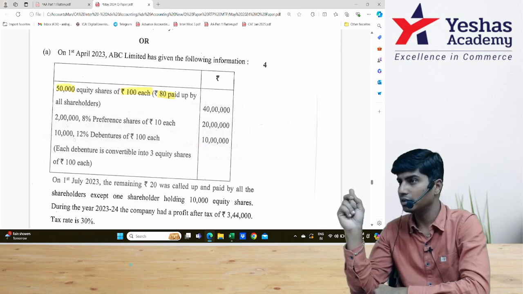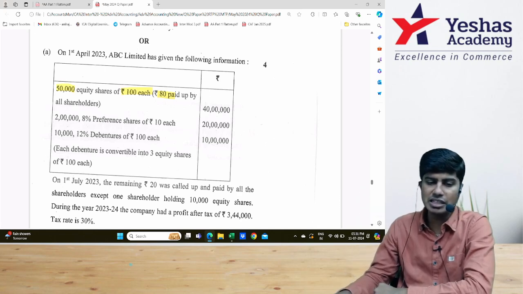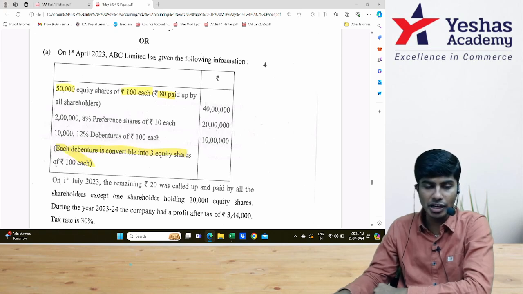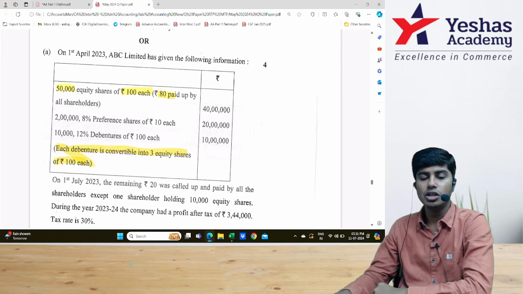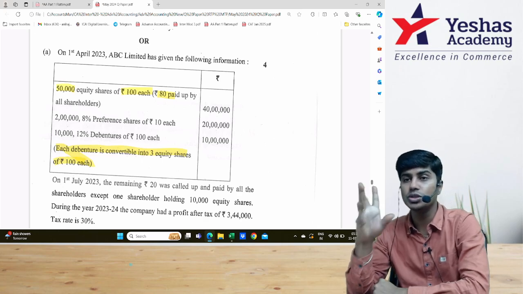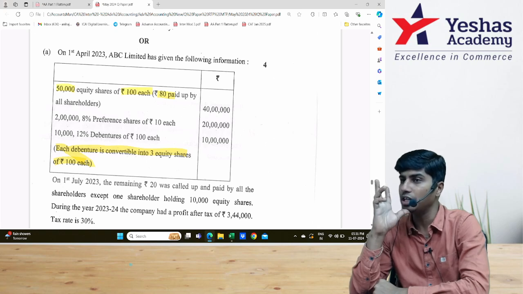We'll check with this part. Okay, we'll do it. Don't worry. Each debenture is convertible into 3 equity shares. Okay, how many debentures are there? 10,000. So it will become 30,000 equity shares. Potential equity shares is how many?